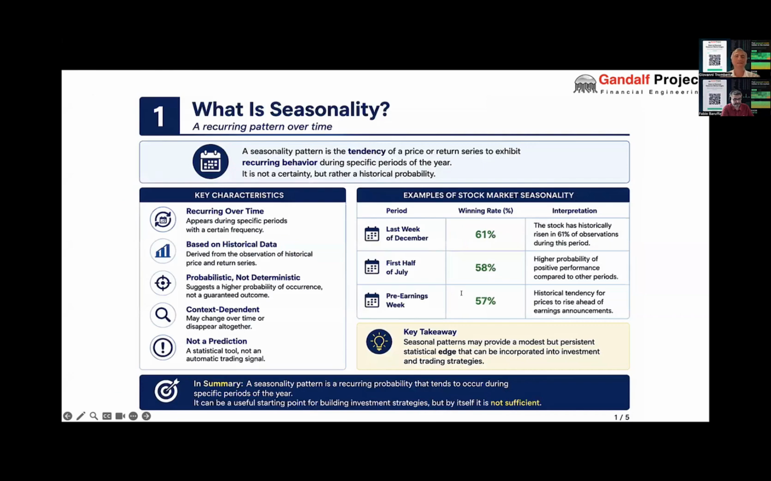What is a seasonality? Maybe you heard about seasonalities talking about commodities, talking about grains in particular, or precious metals, or meats, even meats.